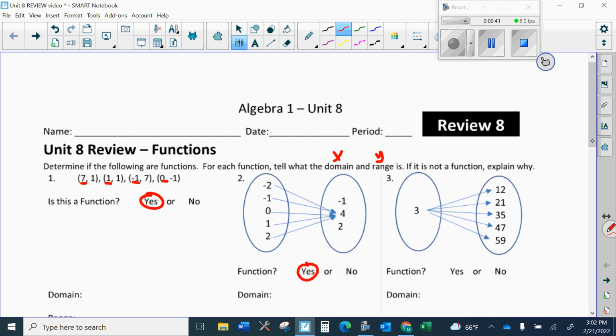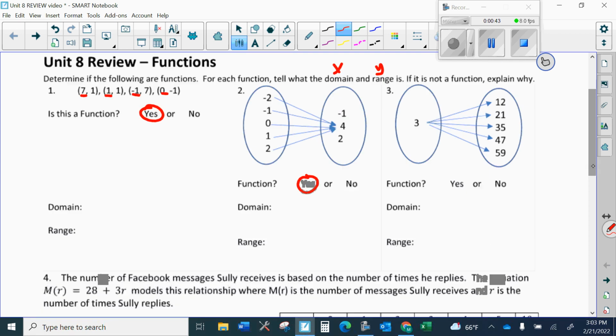Oh, we need to identify the domain and range. Domain, all the x's. Okay, so we have 7, 1, -1, 0. Range, 1. We don't say the 1 again. 7 and -1. Here, domain, -2, -1, 0, 1, 2. Range, it's only 4. Everything goes to 4.